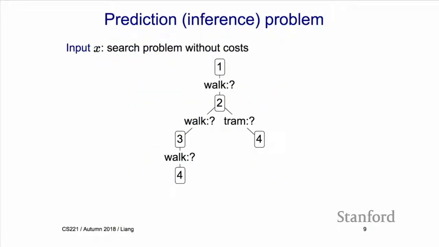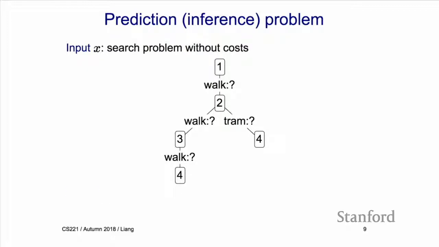Okay, so let's make that concrete with this problem. So this is the same walk versus tram problem that we've been looking at. You have to get from city 1 to city 4. And this is the search tree that you have. It's actually missing one edge, which allows you to take the tram from 1 to 2. But otherwise, it's the entire search tree.